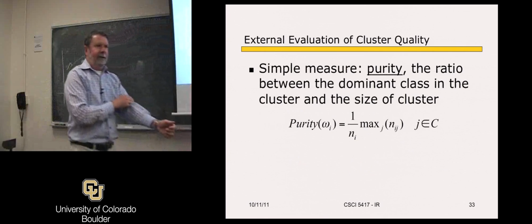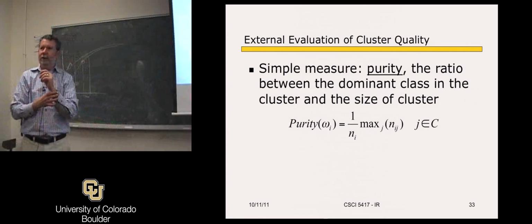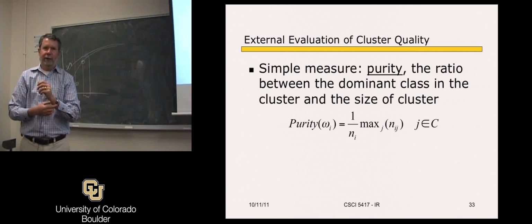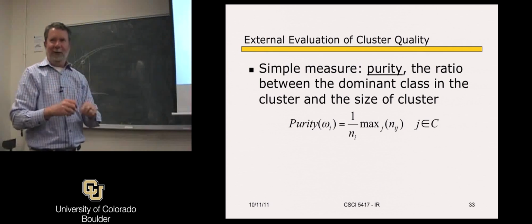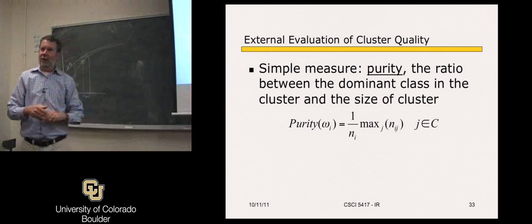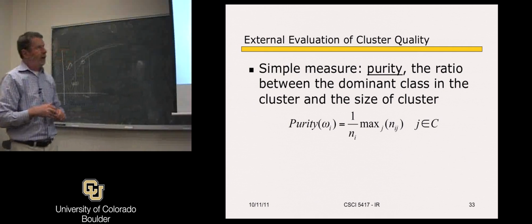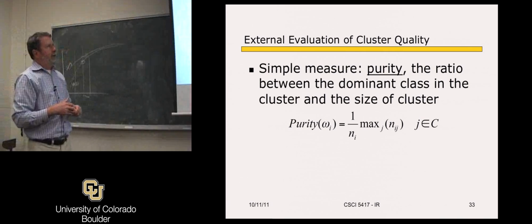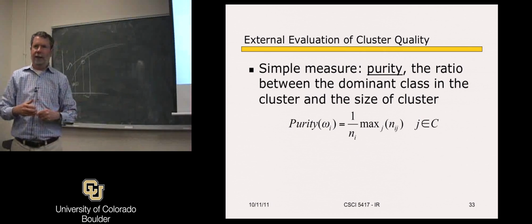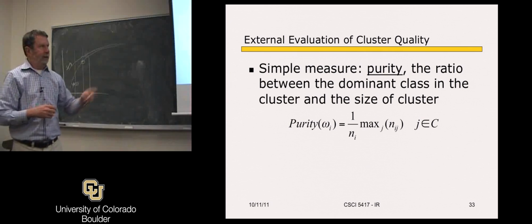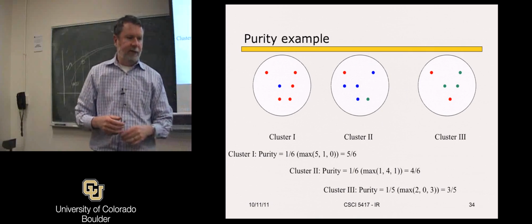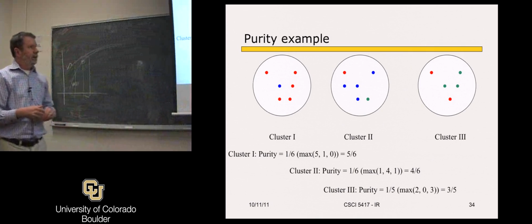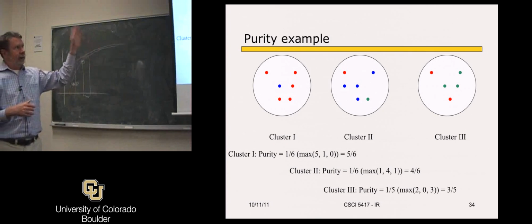The one thing that's used all over the place and will almost assuredly show up on the quiz is purity. Sorry, I'm going to get the pens out. It will be on the quiz. Purity is basically a comparison between the dominant class in the cluster and the size of the cluster. That's the equation for it. Again, it's in the book, but it's a little bit easier to see from an example. So what's the purity in the bubble on the left?